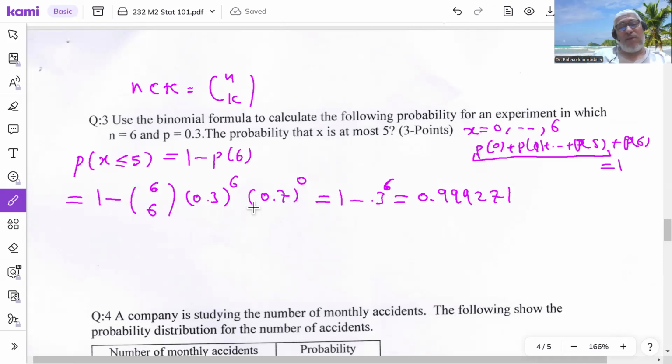0.999271. So probability of 6 is very low, very small. So having the probability of all of them, this is the total of all of these probabilities, so it's high.